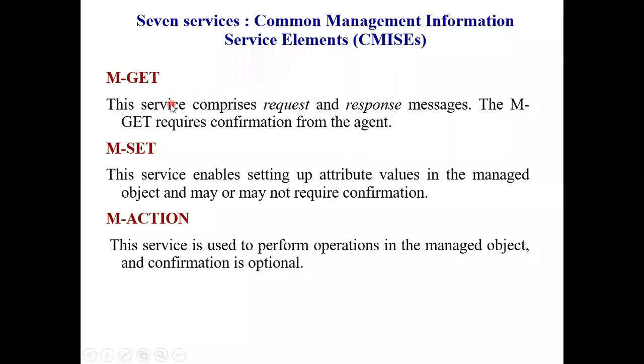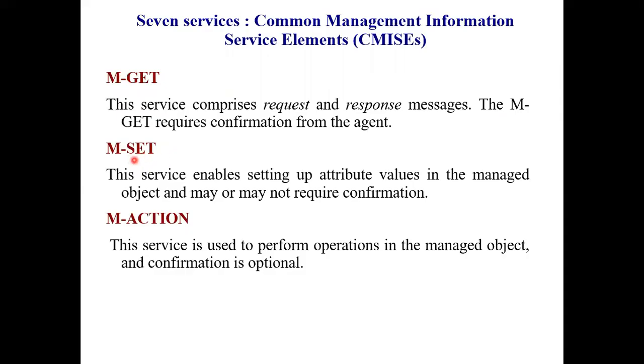So the first service is M-GET. This service comprises a request and a response message. The manager requests some data from the agent and the agent sends a response. M-GET requires confirmation from the agent, so that's why the arrow was bidirectional. I am the manager, and I want to know the value, so I have to send a request to get the value of whatever data I want. So that's why M-GET.